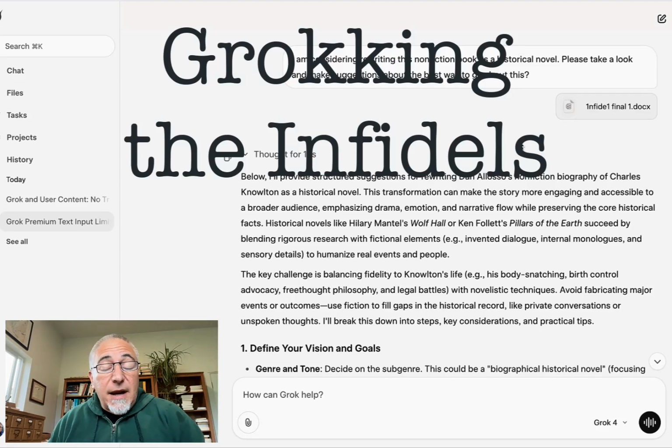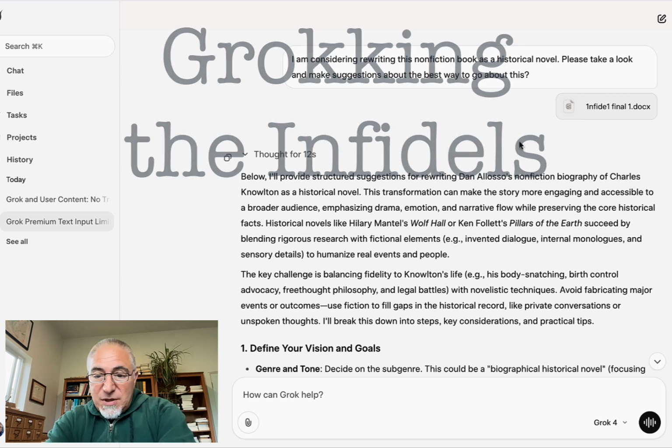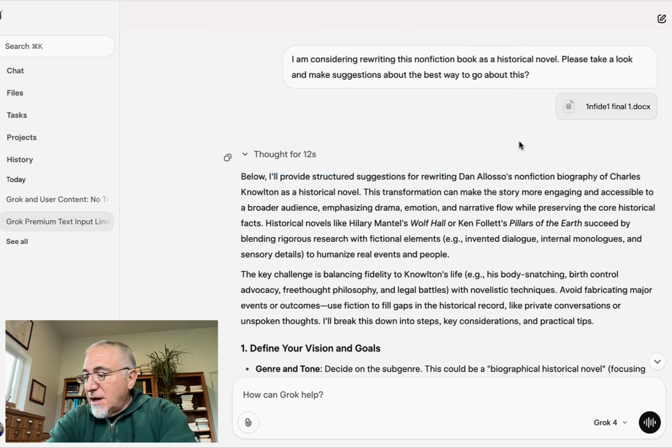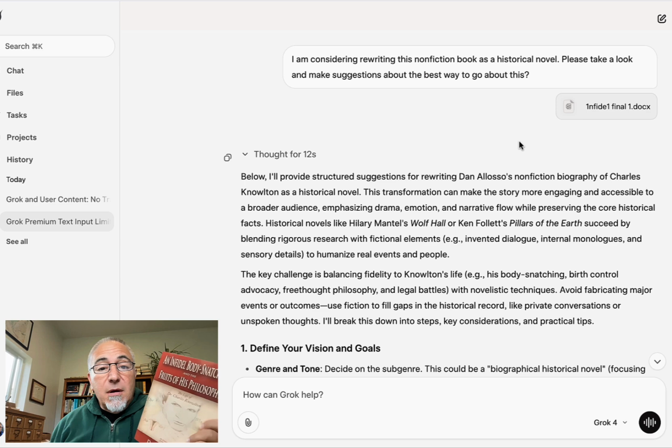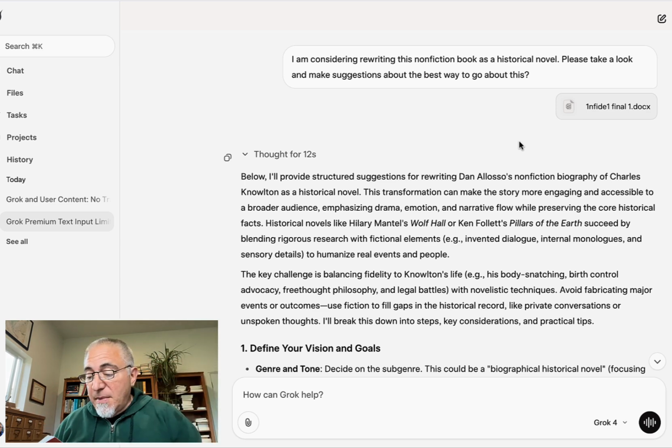It's a rainy and kind of chilly day in northern Minnesota, so I'm bundled up here in my office, and I want to go through a conversation that I had once again with Grok. This time it's related to my book that I wrote about 10 years ago now about the doctor in Massachusetts, Charles Knowlton. And this is a nonfiction biography.